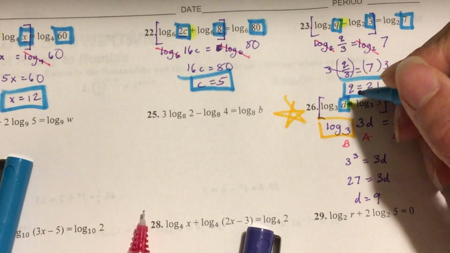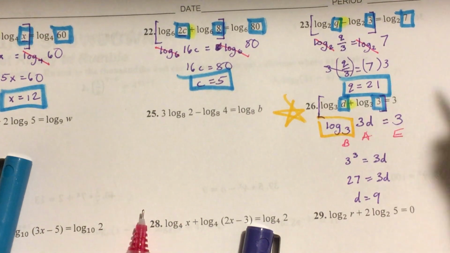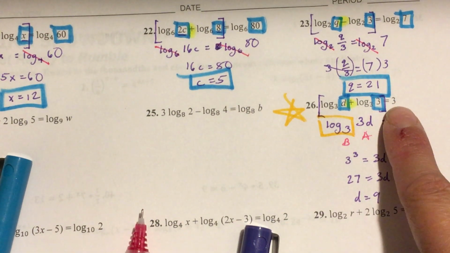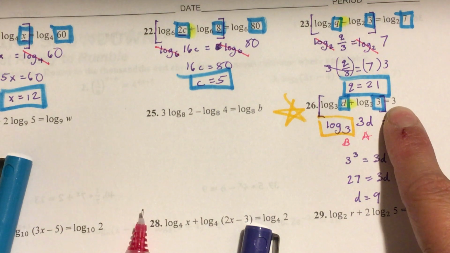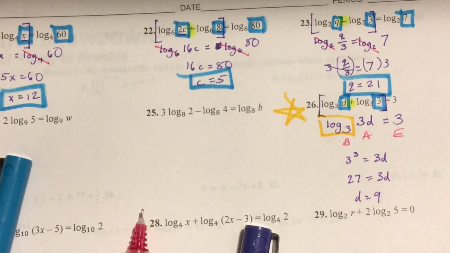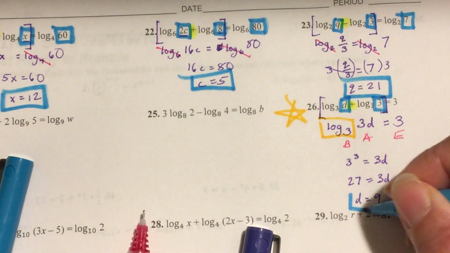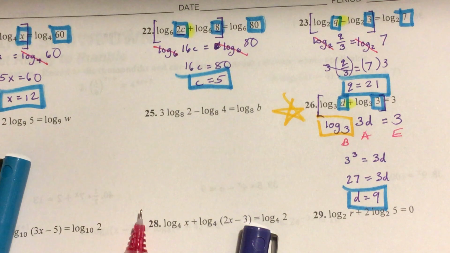So 9 is greater than 0. 3 is greater than 0. Now, is this 3 over here, is that an answer part of a log? No. That 3 doesn't affect my checking at all. That is just a floating chunk of 3. So D equals 9 is my solution.